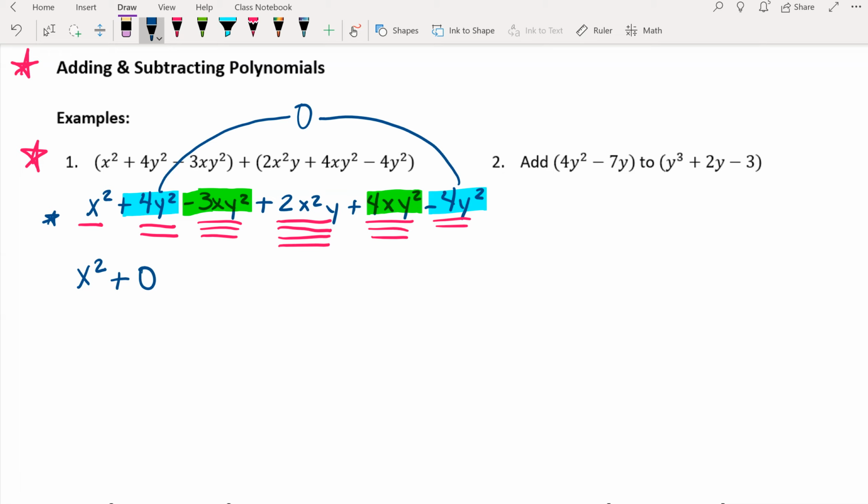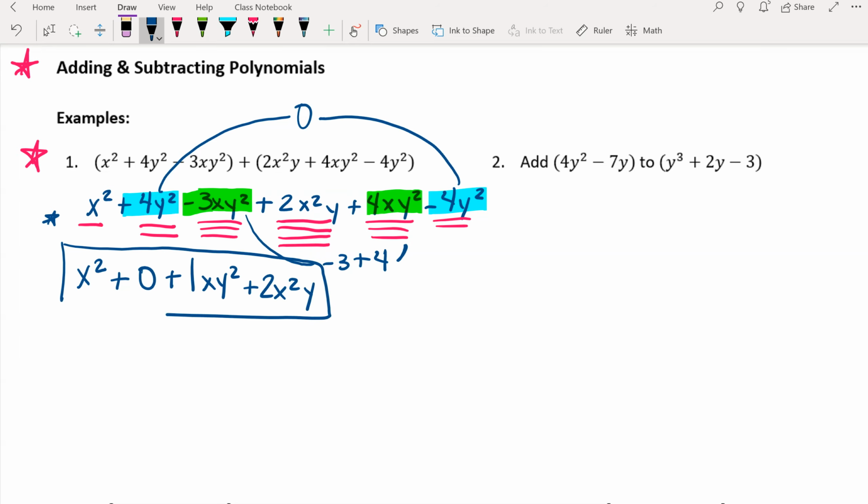And then we have to combine negative 3xy squared, so negative 3, and then plus this one, 4xy squared. Negative 3 plus 4 gives me positive 1, so I'm going to say plus 1xy squared. And then the next term, 2x squared y, did not have a matching term, so I'm going to say plus 2x squared y. Then we are done. We have successfully added those polynomials.